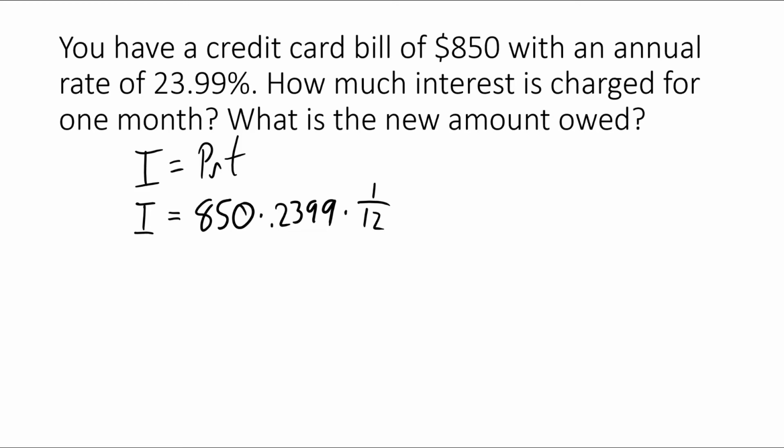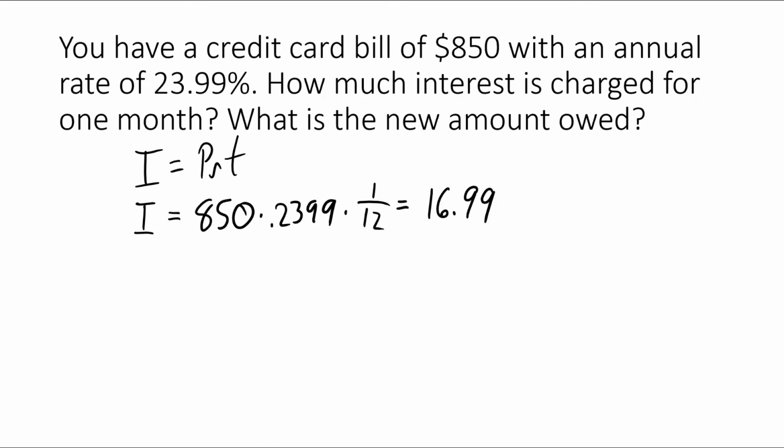All right, so we'll multiply 850 times 0.2399 times 1/12. And that's going to give us about $16.99. So that's the amount of interest that would be charged for 1 month on this credit card. Now, the next month, interest would be charged not only on the $850, but also on the $16.99. So that's what makes it compound interest.